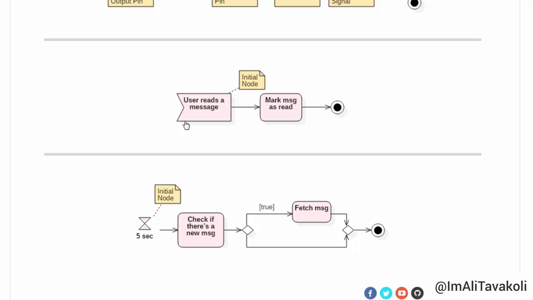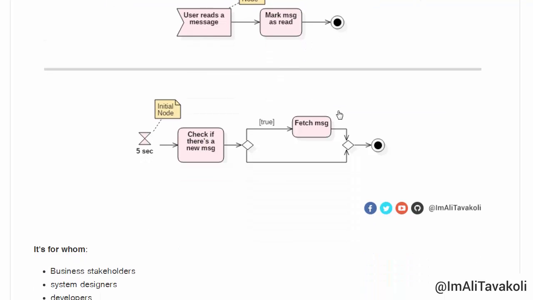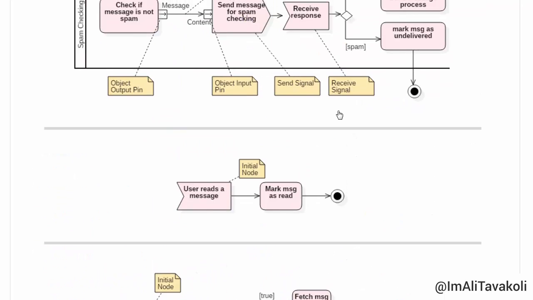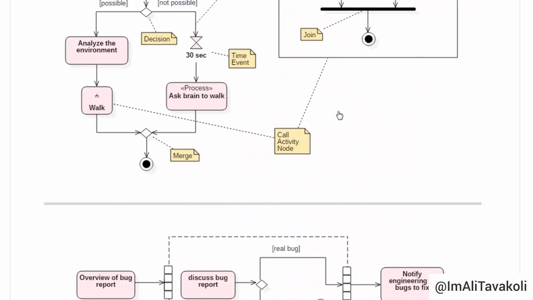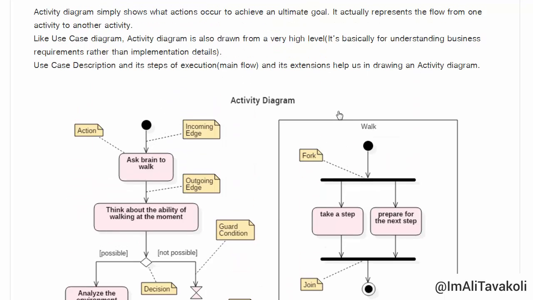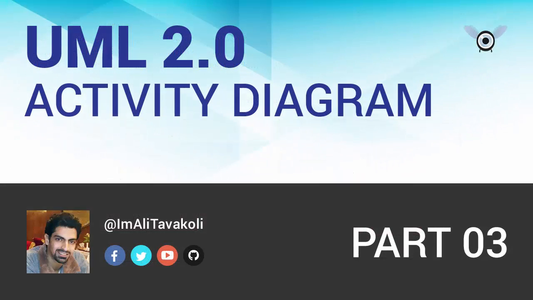So in our example here, as soon as a user reads a message, the reading message activity will be fired, and in that activity flow we will mark the message as read and end the process. And that's it. That's all there is to an activity diagram. We have almost reviewed everything important about it.